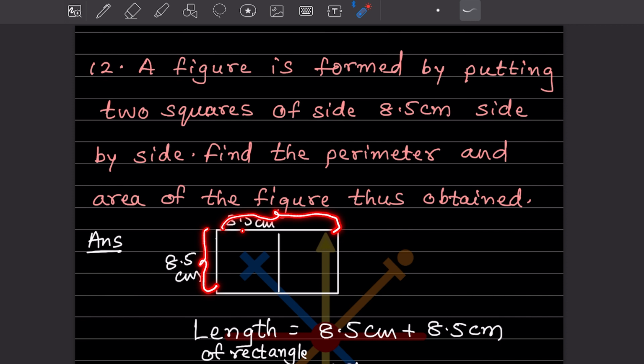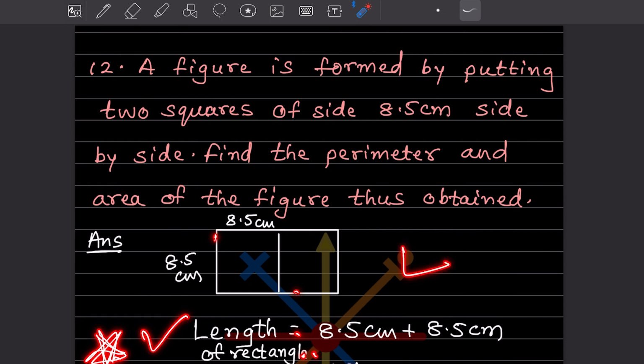In this whole thing, only one side is given as 8.5. So we want this total. What are you going to do? This is a very important step, just concentrate on it. When we are joining two squares together, what shape do you get? You get a rectangle, isn't it? It looks like one and it's a rectangle only. So we are writing here length of rectangle.